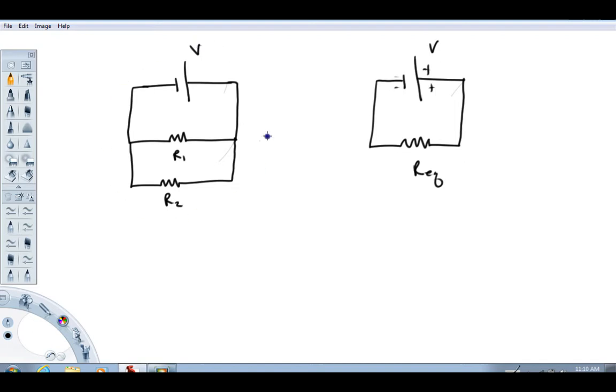Here I've drawn a very simple circuit over on the left-hand side. We have a battery. The long post represents the positive terminal, the short post the negative terminal, hooked to two resistors. And this is called a parallel combination. It's parallel because basically the current at this junction has a choice. Some can go through R1, some can go through R2.